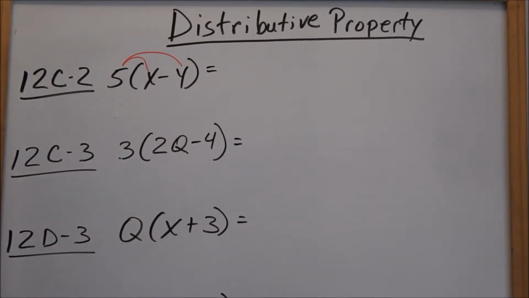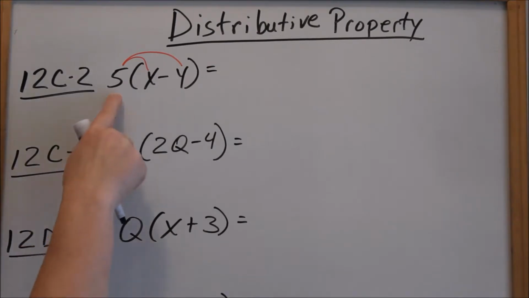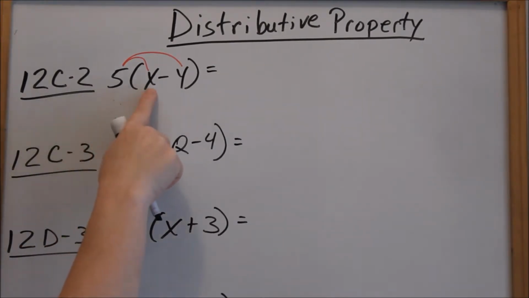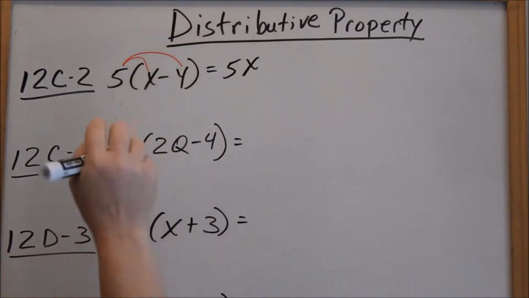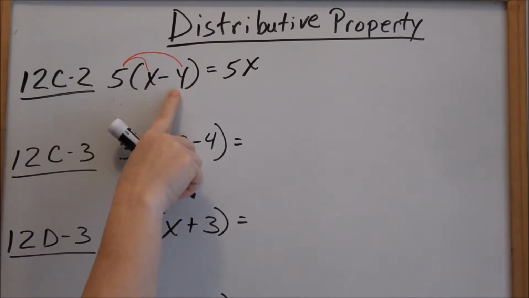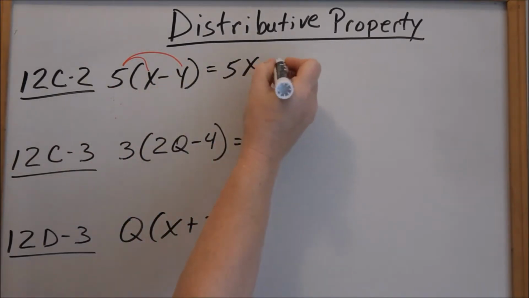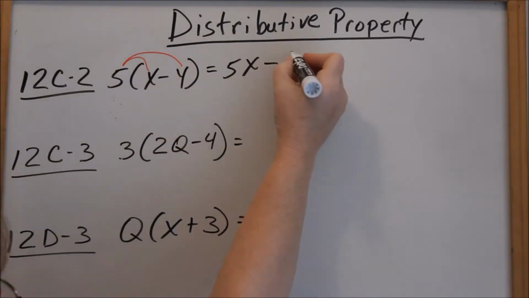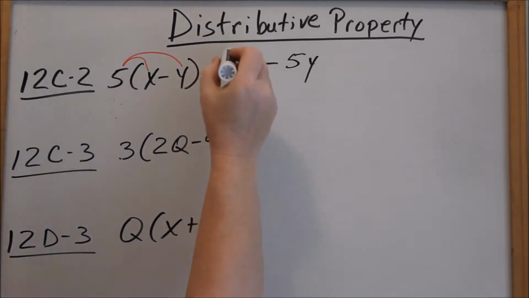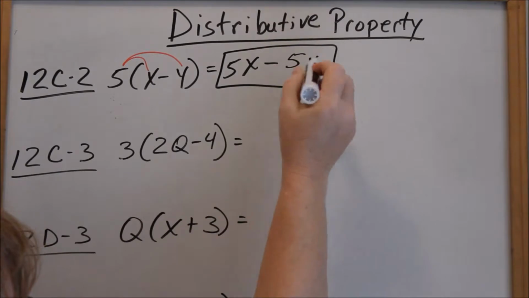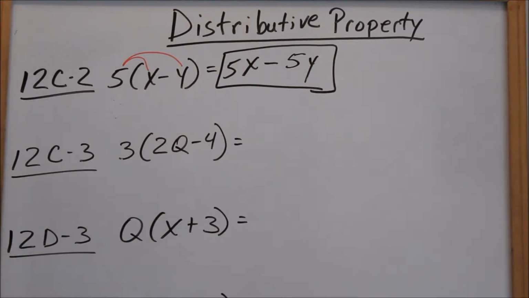Also with distributing, you have to watch your signs. This is an implied positive because there's no sign, so a positive times a positive is a positive. So 5 times x is 5x, and then 5 times a negative y, or that would be like a -1 in front. A positive times a negative is a negative, and then 5 times y would be 5y. When you have a number next to a letter, that implies multiplication. So that would be your answer for that, and you can't add x's to y, so you leave it just like that.